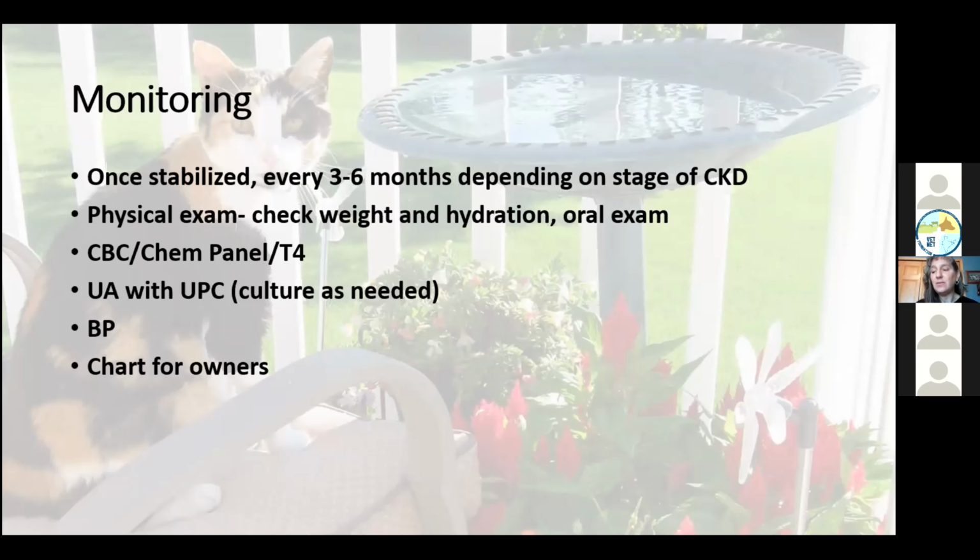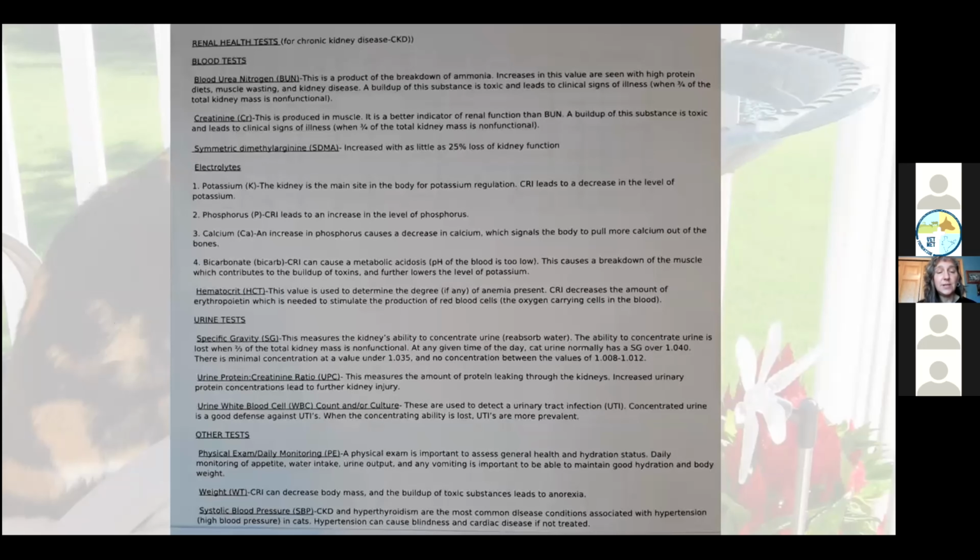So I have a handout for owners that lists the blood tests, urine tests, and other tests that I'm especially careful to monitor for in chronic kidney disease. It explains a little bit about each test and what I'm looking for as the disease progresses. So this is the little handout that I have developed to hand out to my clients that have cats with chronic kidney disease.